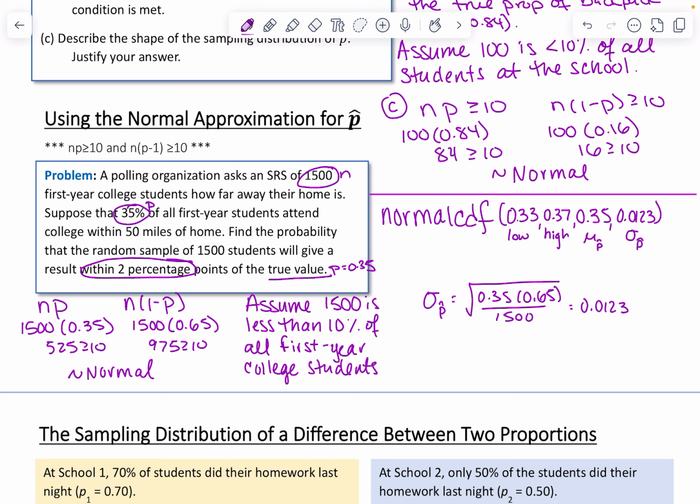Okay. And then that's it, and then I just plug it into my calculator. I go into second vars, normal CDF. I type everything in the exact way you guys see it. And we get 0.8961. That's it.